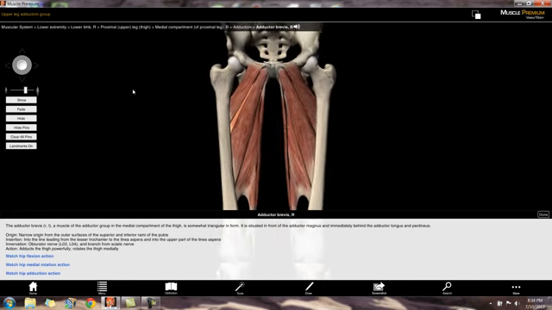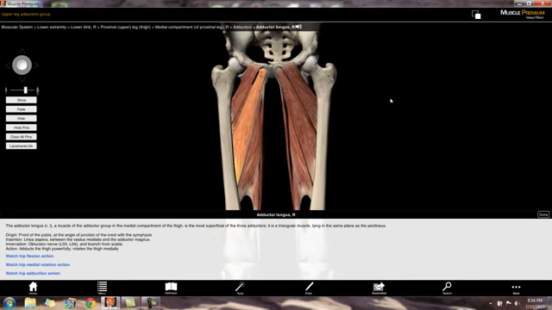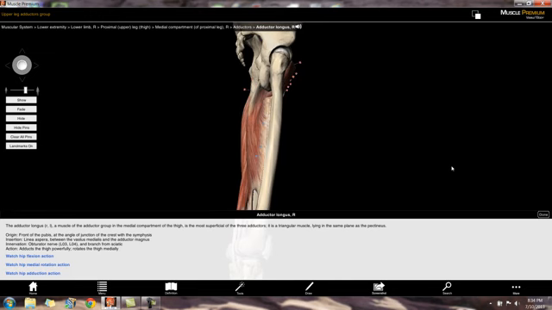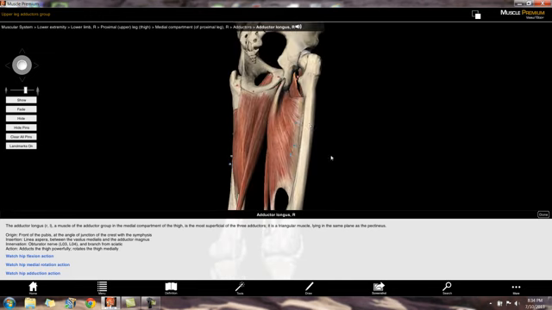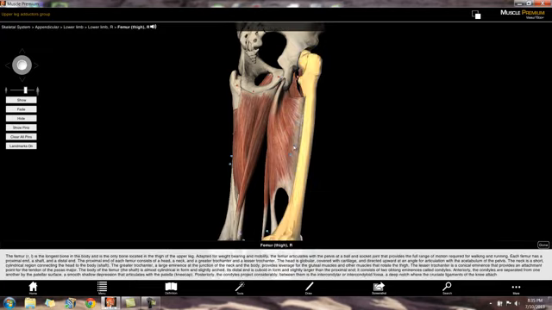And then as we continue down, we have the adductor longus. Adductor longus originates from the crest of the pubic symphysis, and inserts in the linea aspera on the posterior aspect, just medial to the insertion of the adductor magnus. So it inserts just medial to that adductor magnus.